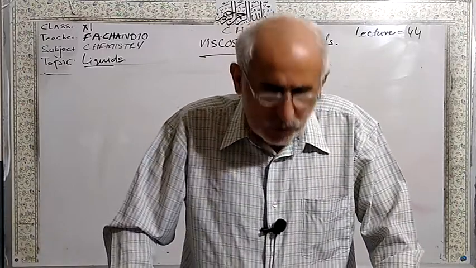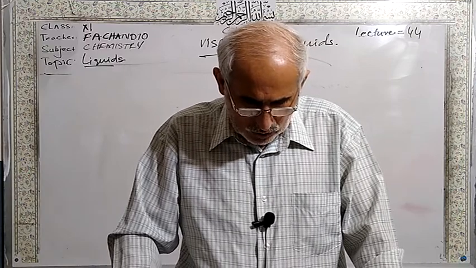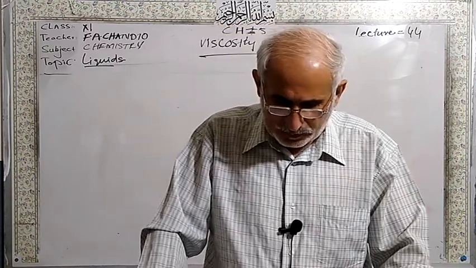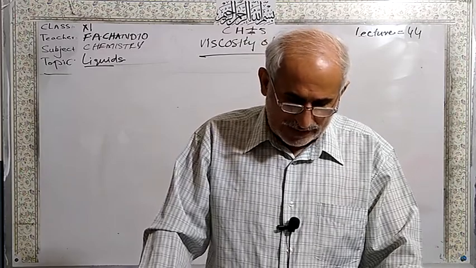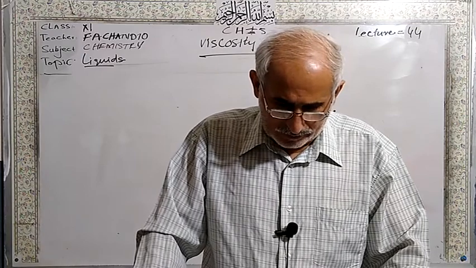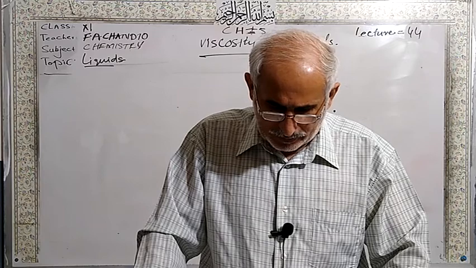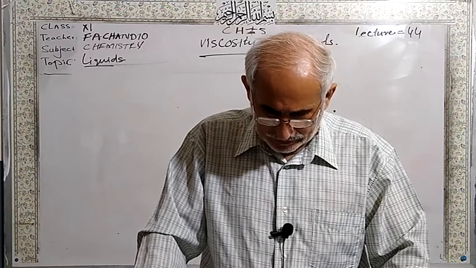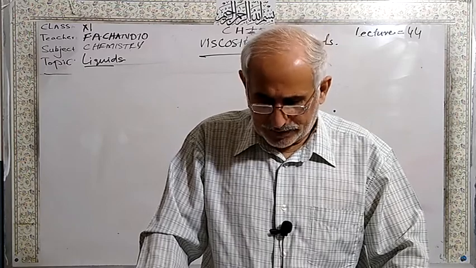The SI unit of viscosity is the Pascal second, kilogram per meter per second, or newton second per meter square. The CGS unit of viscosity is the poise. 1 poise is equal to 0.1 kilogram per meter per second, or 1 gram per centimeter per second.